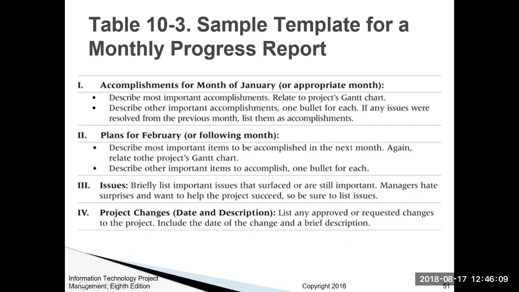And then in the third section, we have issues. You'll briefly list important issues that surfaced or are still important. Managers hate surprises and want to help the project succeed, so be sure to list the issues. And then it says on the 4th section for project changes, that's the date and description. List any approved or requested changes to the project, include the date of the change, and a brief description. Again, I apologize for typos.